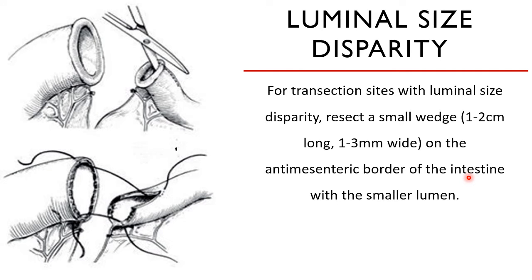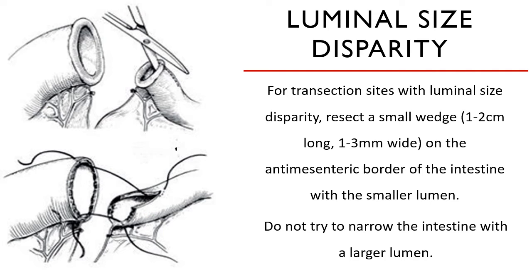Well, one way is to resect a wedge around 1 to 2 centimeters long, 1 to 3 millimeters wide on the anti-mesenteric border of the intestine with the smaller lumen. This enlarges the perimeter, giving it an oval shape. Do not try to narrow the intestine with a larger lumen. This will only lead to stricture at the anastomotic site when the dilated intestine contracts to a normal size.